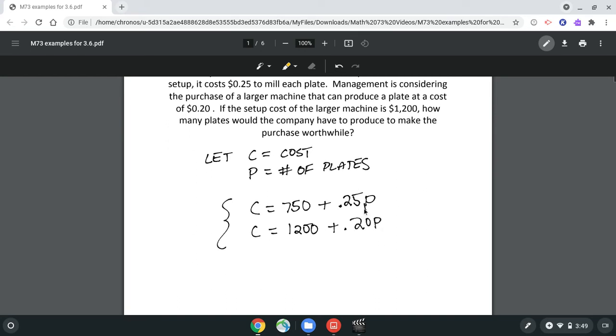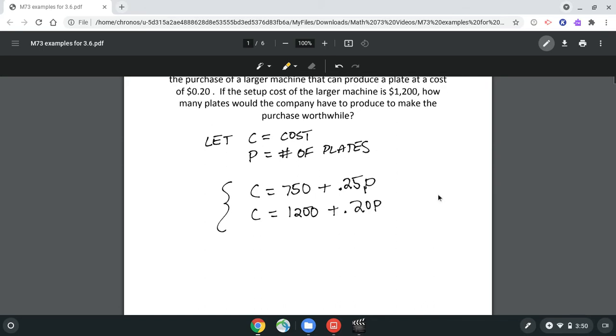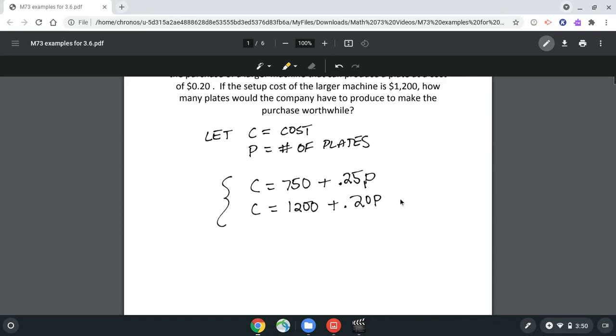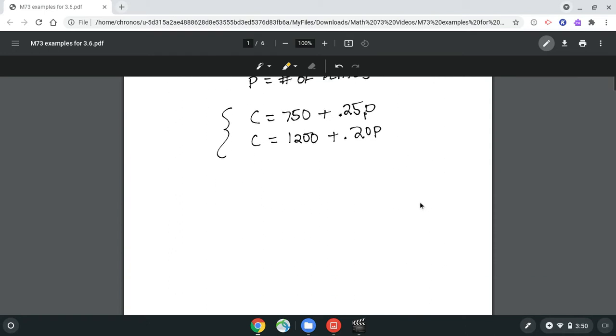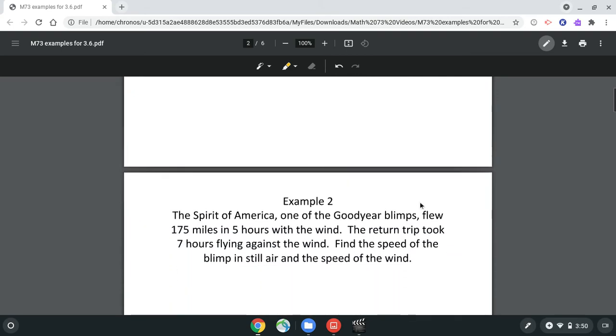Since it's fine if you work with decimals, you can use a scientific calculator. If you want to clear your decimals the way we clear fractions, you could multiply everything by 100 to move the decimal over twice. That's one way to do it, or you can just deal with the decimals. But in any case, this is how you would set up this first problem. You're trying to come up with two equations. All right, let's take a look at the second example.